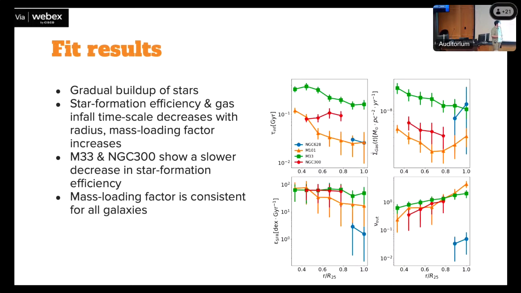Now, if you then compare this for all 4 galaxies, we see that especially the star formation efficiency and the mass loading factor are consistent for 3 out of the 4 galaxies. And even though NGC 628 has a lot lower star formation efficiency, the slope seems to be the same.